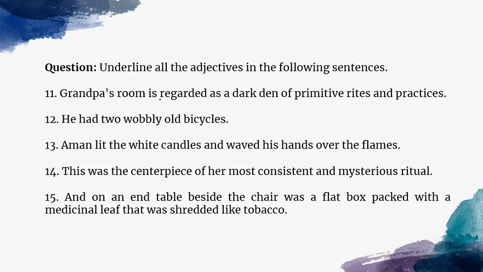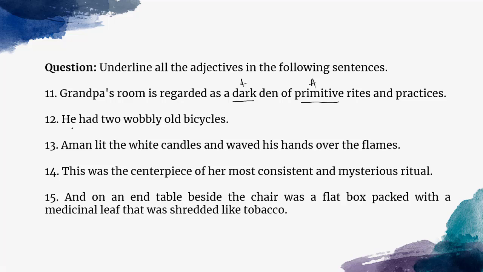Grandpa's room is regarded as a dark den of primitive rites and practices. So how is that room first of all? So room is my noun. So it is dark first of all. So it is an adjective. Then it is a den of primitive rites and practices. How are the rites and practices there? Primitive. So it is also an adjective.